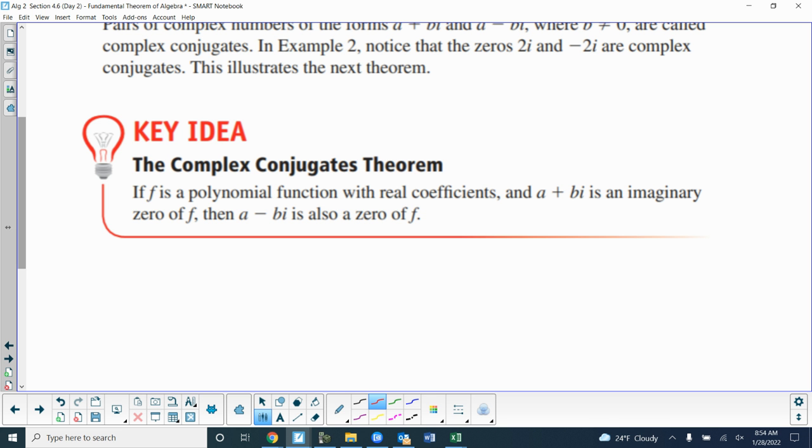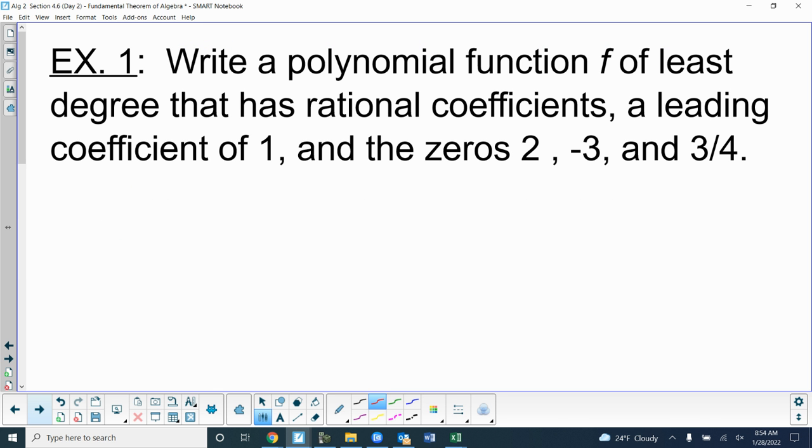So what we're going to do today is they're going to give us the zeros, and we have to figure out the polynomial that goes with it. And you guys did this earlier this year. Okay? So this really isn't anything new, but we only spent maybe a day on it. So we might have forgotten. Okay? So here's example 1.